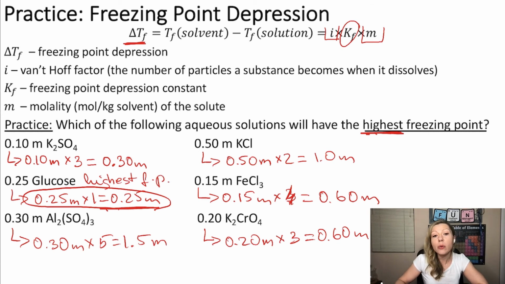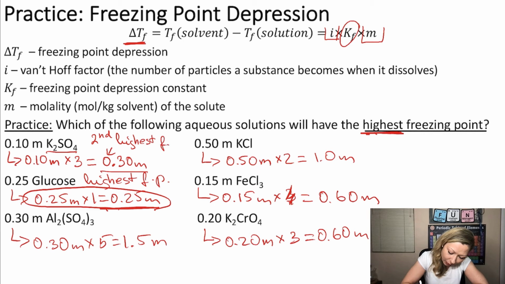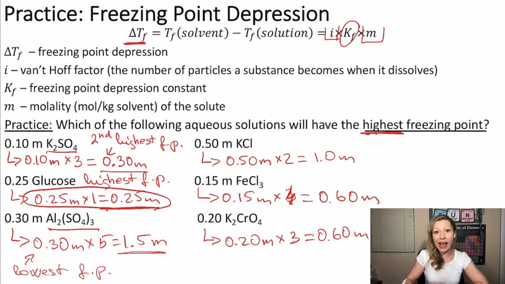Okay, where will we get the second highest freezing point? In case of potassium sulfate, right? So this is the second highest freezing point. Why? Because when we multiply i with the molality, we are going to get the second lowest number. Okay, where would we get the lowest freezing point? In case of the aluminum sulfate solution, right? Because we have the highest number there. So this would give us the lowest freezing point. Okay, I hope this makes sense.